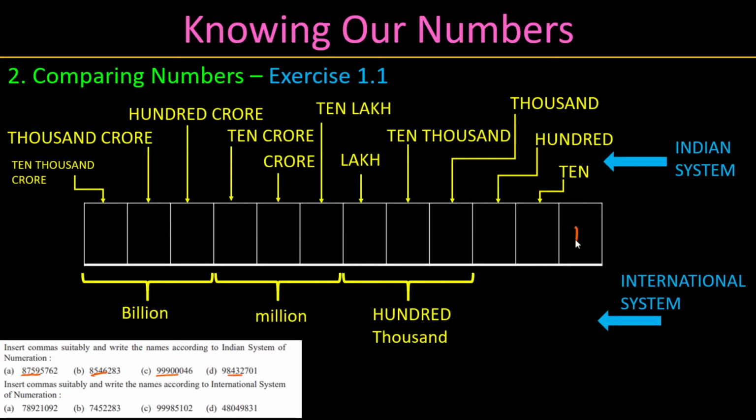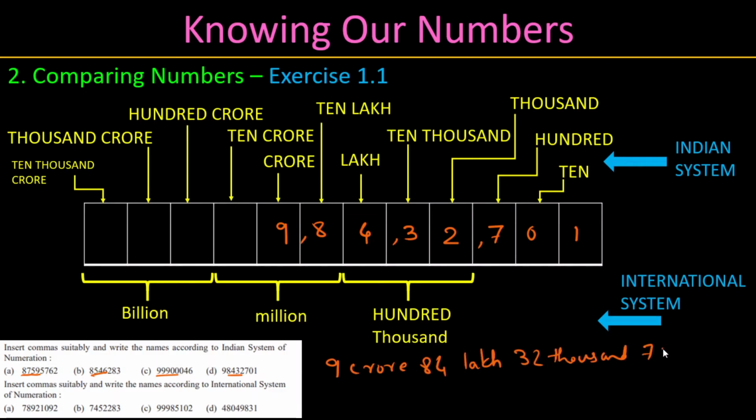Now this one, 1 0 7 2 3 4 8 9. Let me put commas too. Okay, so once again 9 crore 84 lakh, okay, 32,701, like that. Let's go with the next example.